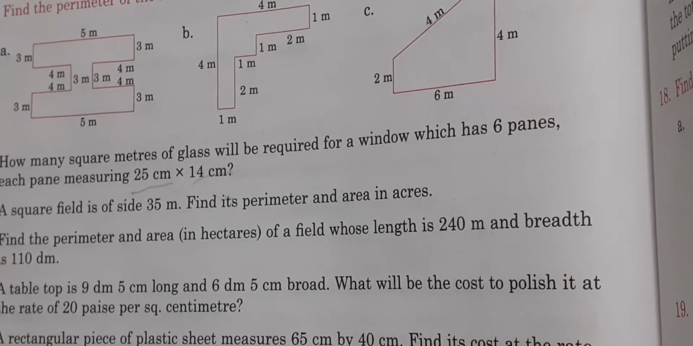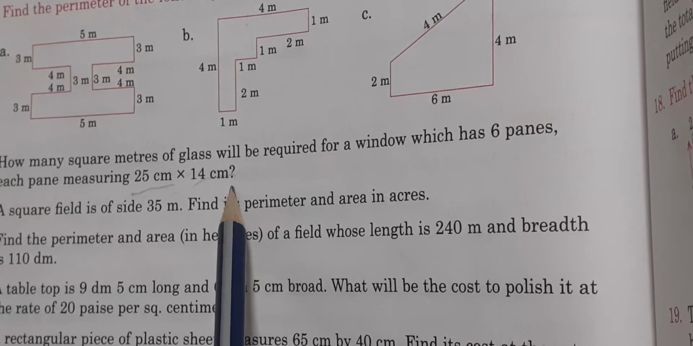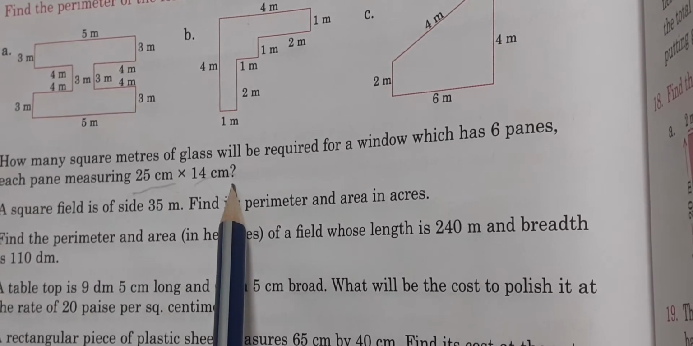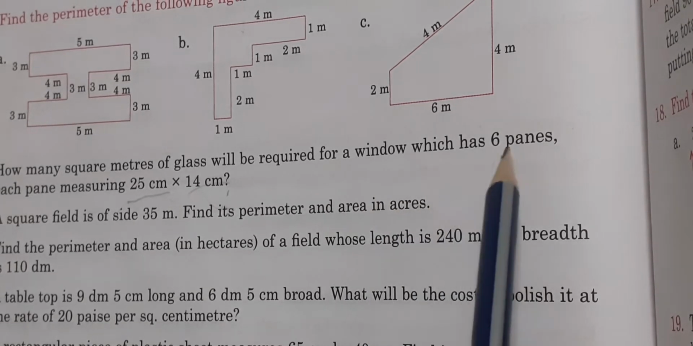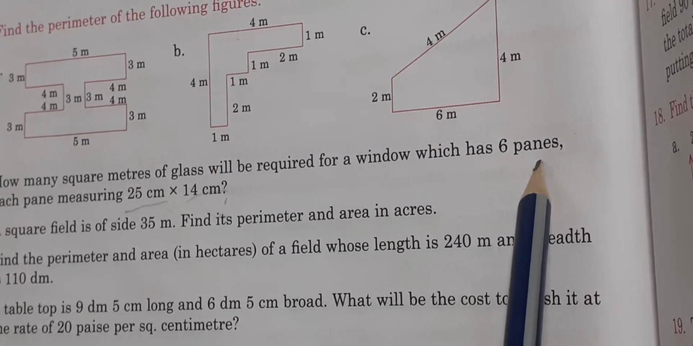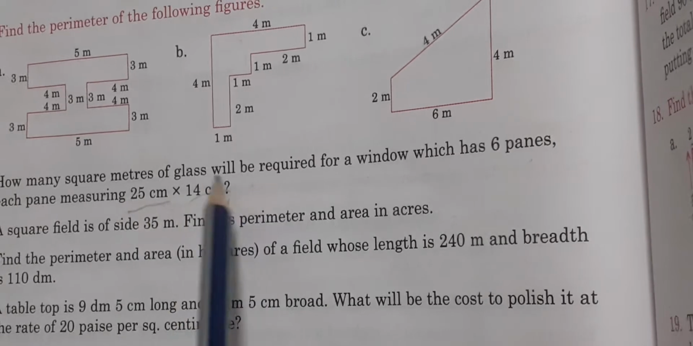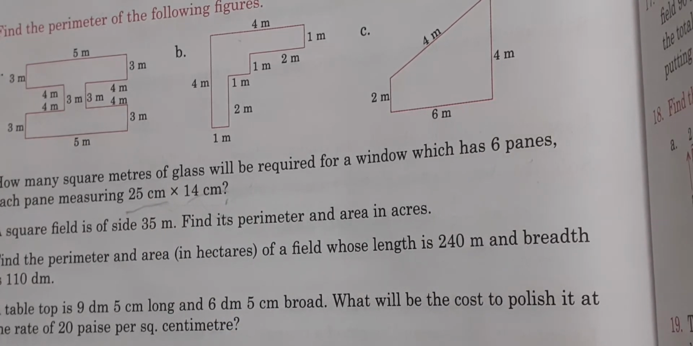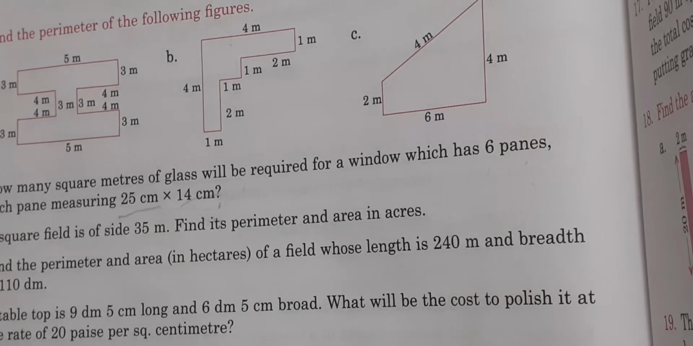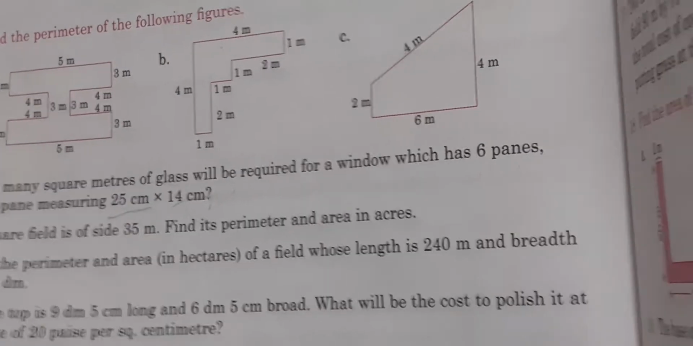So how can we calculate? 25 centimeter into 14 centimeter will give the area, isn't it? Now like that, how many rectangles are there? The window has 6 panes, so 6 rectangles are there. So that area you have to multiply by 6, then you will get the total glass required. Okay, so all of you do that in your notes now.